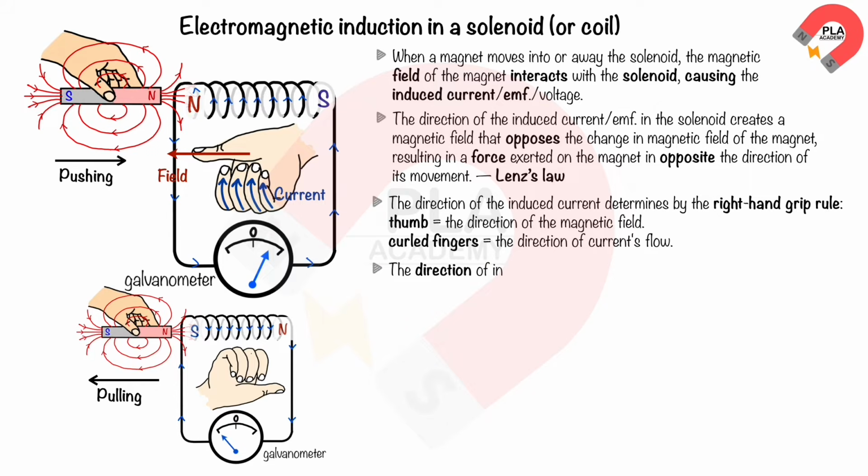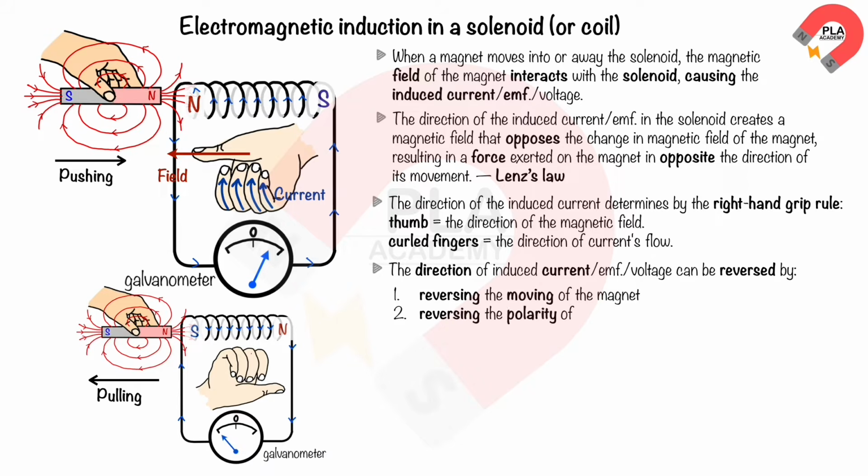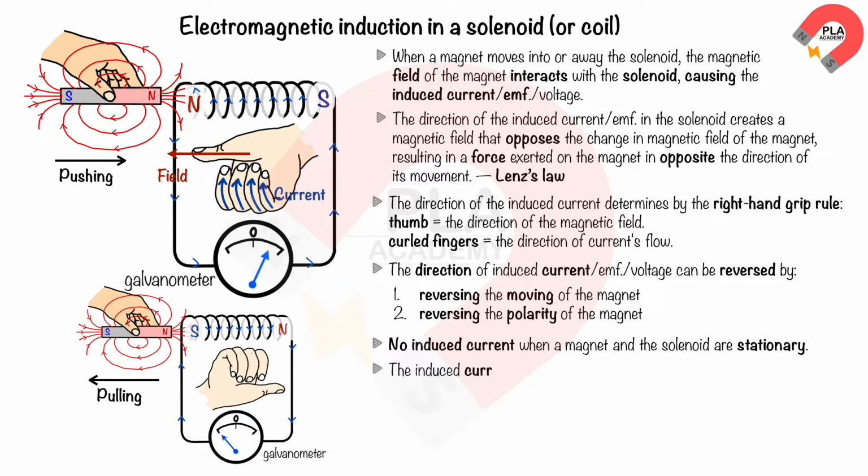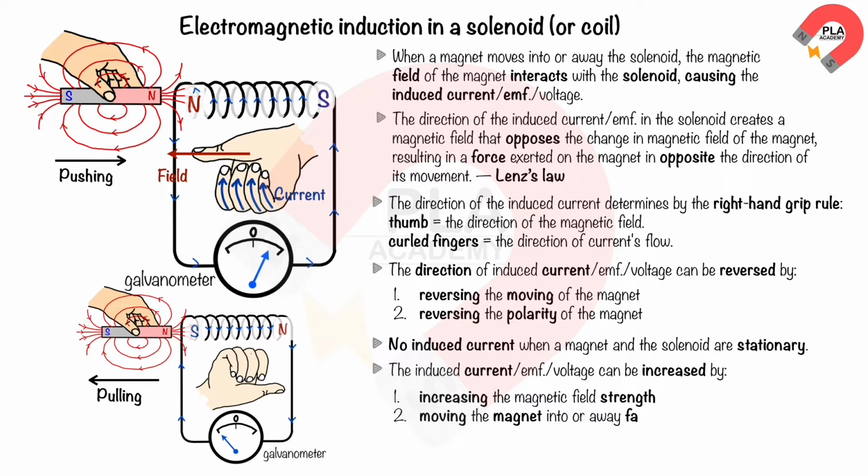The direction of the induced current, or EMF, in the solenoid can be reversed by reversing the direction of the magnet's motion, or reversing the polarity of the magnet. If a magnet and the solenoid are stationary, there is no induced current in the solenoid. The induced current, or EMF, can be increased by increasing the magnetic field strength, moving the magnet into or away faster, or increasing the number of turns in the solenoid.